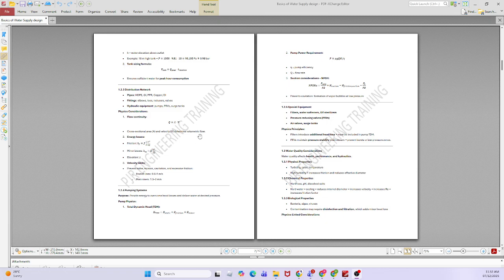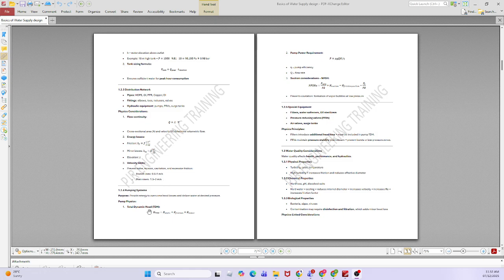Then for the energy loss calculation, whenever the flow passes through the pipe, there are some losses due to friction. That friction loss we calculate using the Darcy-Weisbach equation, which is f L V squared by D 2g. Then the minor losses by these equations. You can see the velocity limit for the branch pipe is 0.6 to 1 meter per second, and for the main riser, normally you can go with 1.5 to 2 meters per second.